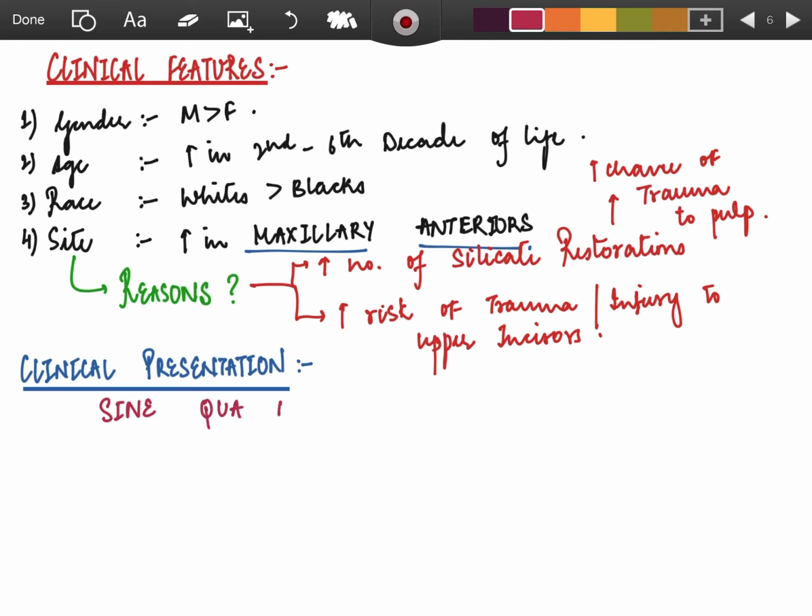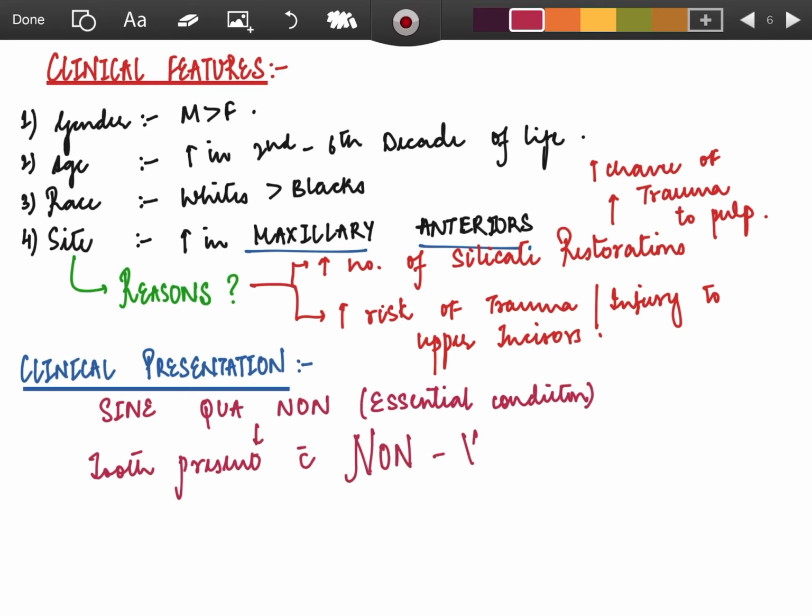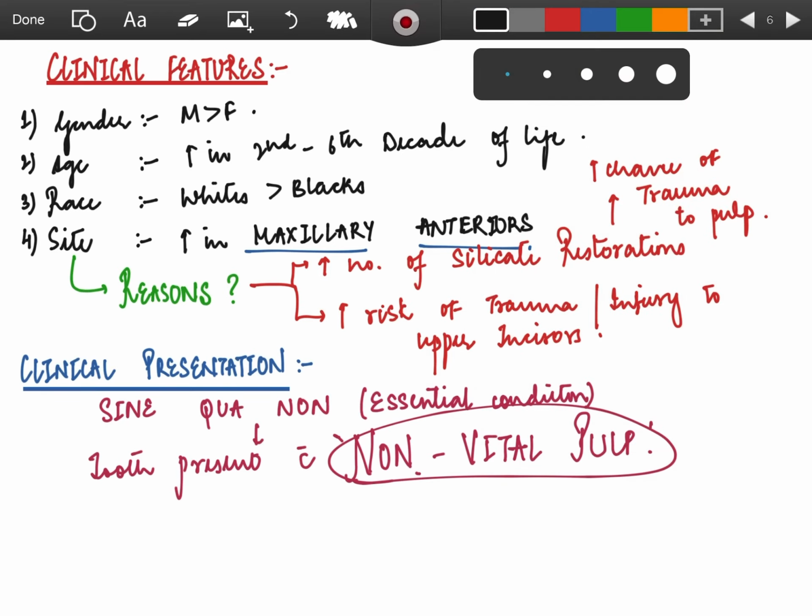So, the clinical presentation of radicular cyst. The sine qua non, that is, the essential condition for the radicular cyst, is a tooth present with a non-vital pulp. The tooth will be in the oral cavity, but it will be non-vital. So there may be the presence of pain.